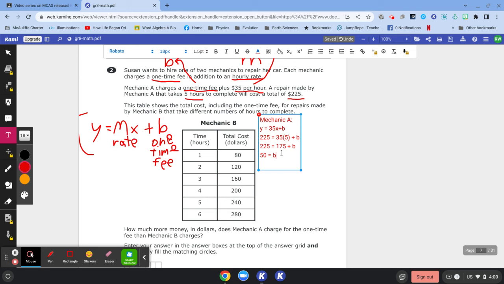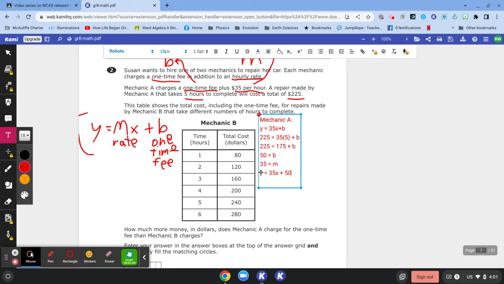I'll just go ahead and also note that 35 equals M, and we've got an overall equation of Y equals 35X plus 50 for mechanic A. Now let's consider mechanic B. Mechanic B has a table showing hours. So 1 hour is $80, 2 hours is $120, 3 is $160, 4 is $200, and so forth. If you follow the cost going up each step, it's a $40 increase each step. Each one of these is plus 40, while each one of these hours is plus 1.